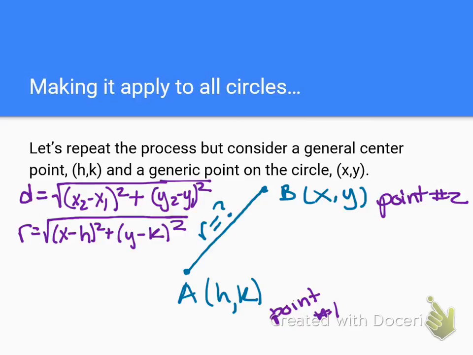But that square root can kind of get in the way, so instead of doing the square root, I can square both sides. That will give me r squared is equal to the quantity x minus h squared plus y minus k squared. And that is exactly the standard form of the equation that we learned yesterday. So hopefully this gives you a better idea of where this equation comes from.